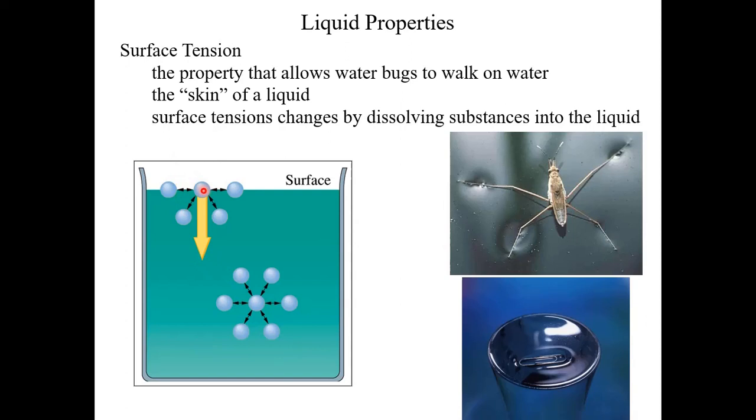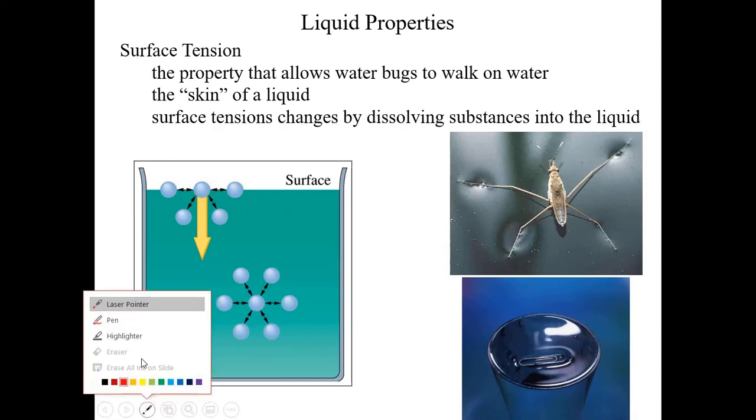But when I get to the surface, this attraction still exists from side to side and down below, but there are no attractions up here. So these two cancel each other, and my net attraction is going down. And because there's an attraction down, it's harder to pierce this level of the surface.